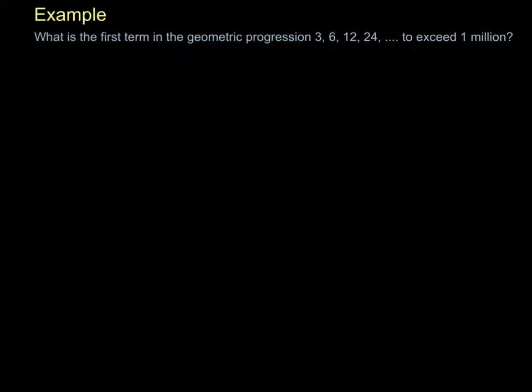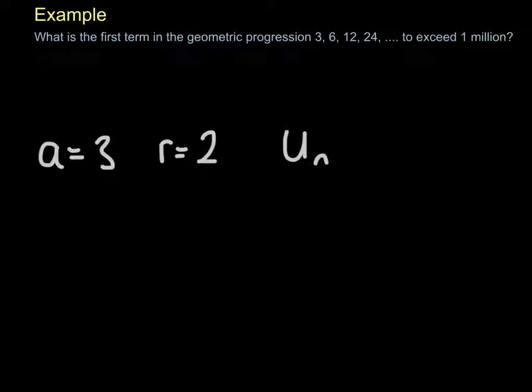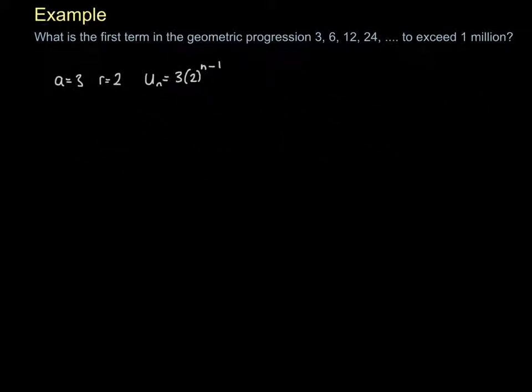Okay, so our next example: we want to find the first term of the geometric progression, which is just another word for a geometric sequence, 3, 6, 12, 24, to exceed 1 million. That phrase, to exceed, possibly leads us to think about using an inequality. So let's get our values. We know this is a geometric sequence, so we can use our nth term for a geometric sequence. A is 3, the common ratio is 2. So our nth term is going to be 3 multiplied by 2 to the power n minus 1.